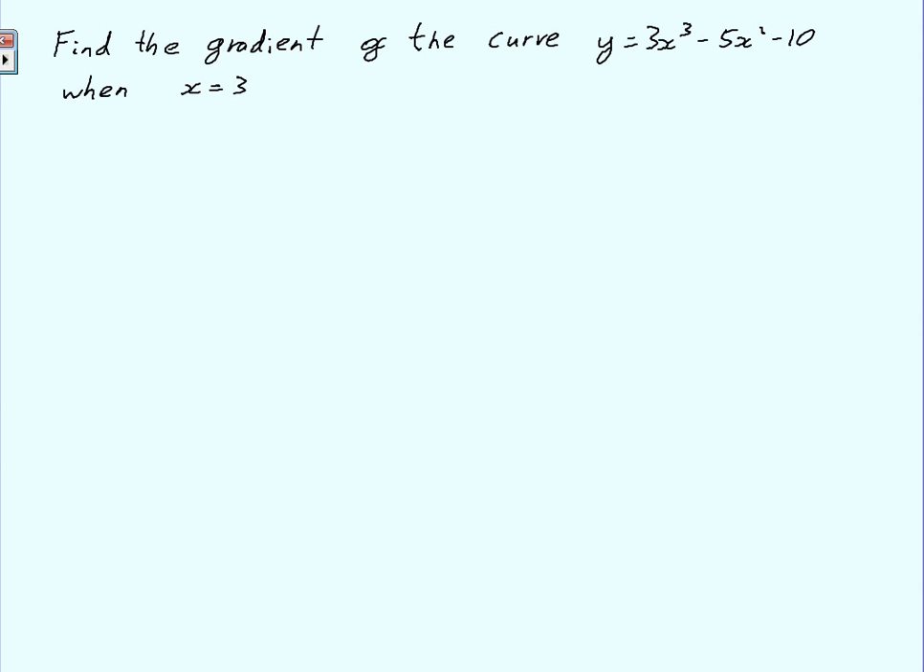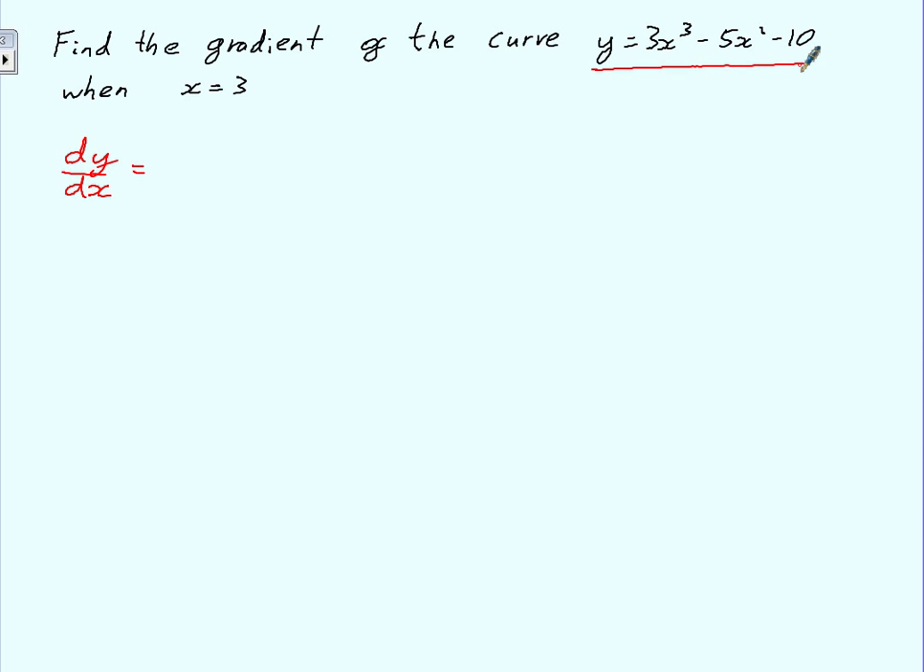So we're going to jump straight in with the question. Find the gradient of the curve y equals 3x cubed minus 5x squared minus 10 when x equals 3. To answer this question, the first thing we're going to do is find the gradient function. This we know as dy by dx when we differentiate this equation with respect to x.